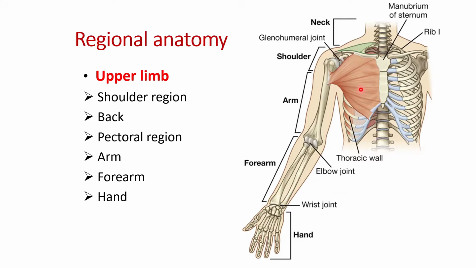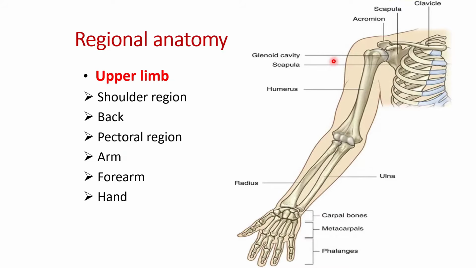So just to show us that the upper limb has those regions: shoulder region, back, pectoral region, arm, forearm, and the hand. And what are some of the bones of this upper limb? You can see we have the clavicle, we have the scapula here, we have this bone known as humerus, and then you have these two bones, ulna and radius, and then the hand has about these bones that you can see here. So you have the carpals, the metacarpals, and the phalanges.